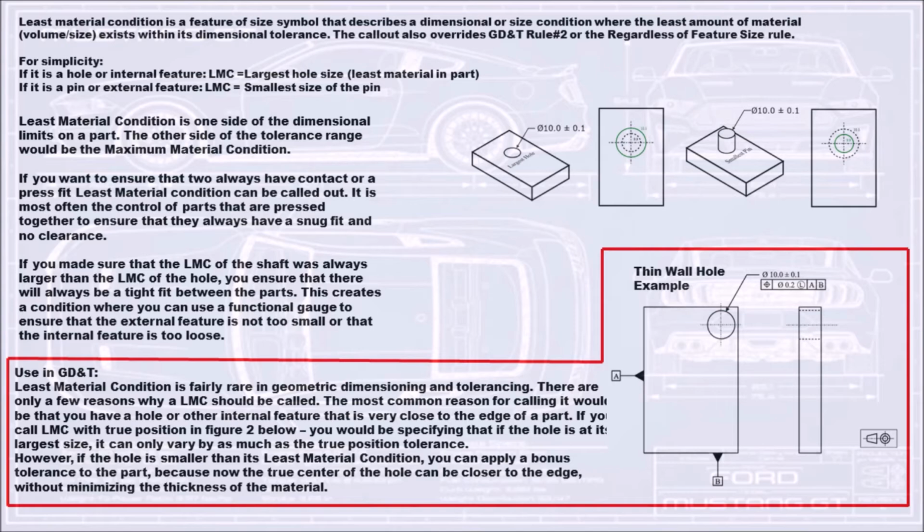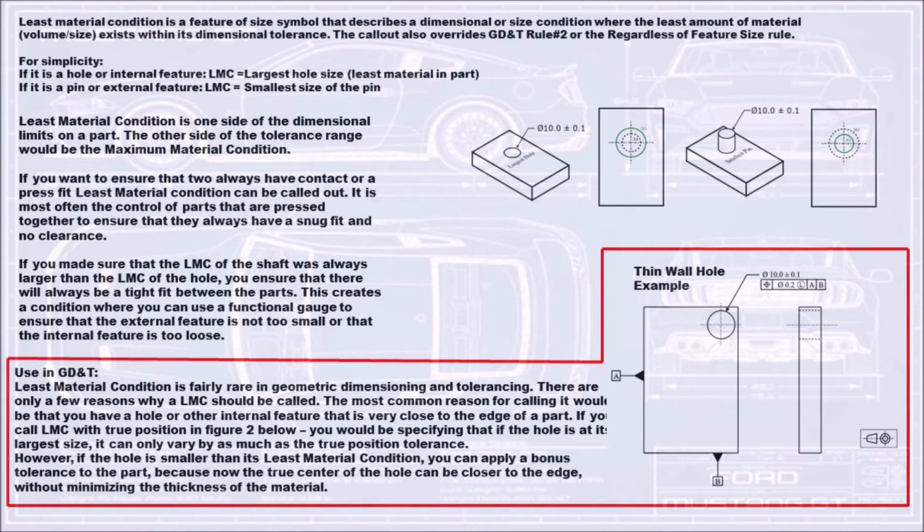If it is a pin or external feature, LMC equals the smallest size of the pin. Least material condition is one side of the dimensional limits on a part. The other side of the tolerance range would be the maximum material condition. If you want to ensure that two parts always have contact or a press fit, least material condition can be called out. It is most often the control of parts that are pressed together to ensure that they always have a snug fit and no clearance.